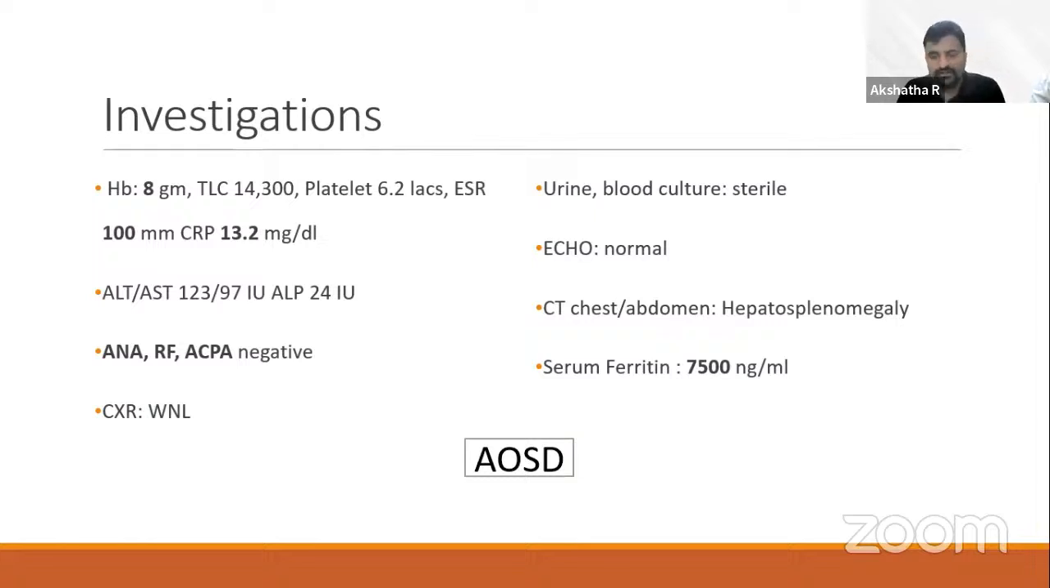So with this, we made a diagnosis of adult onset Still's disease. We have to remember that adult onset Still's disease is a diagnosis of exclusion. So we have to look for the common infective and other causes. Only if other diagnoses are ruled out, we can make a diagnosis of adult onset Still's disease.